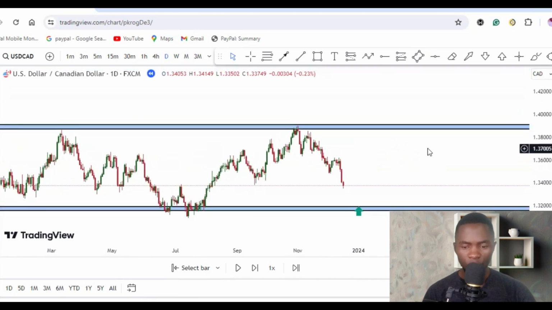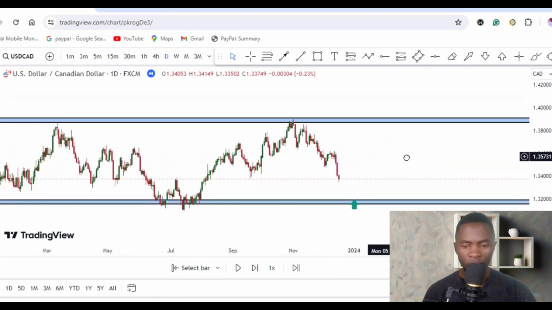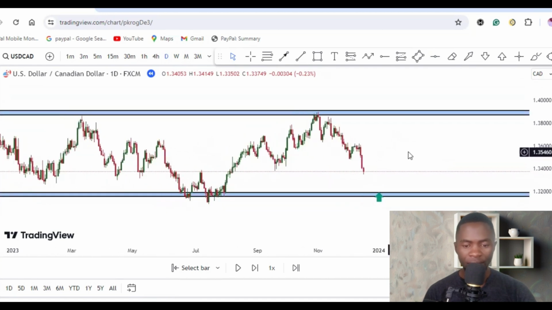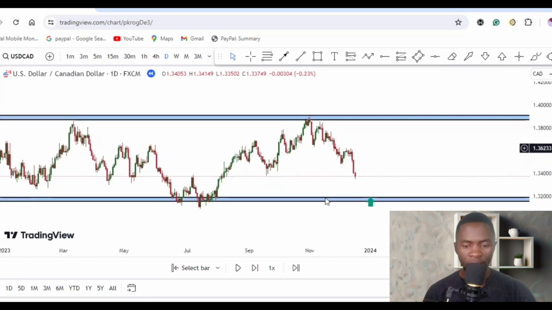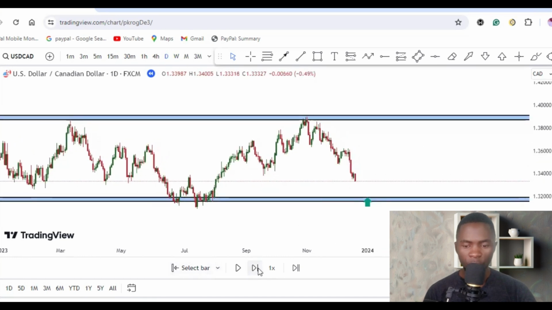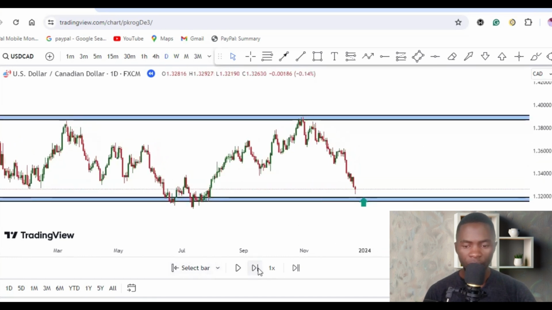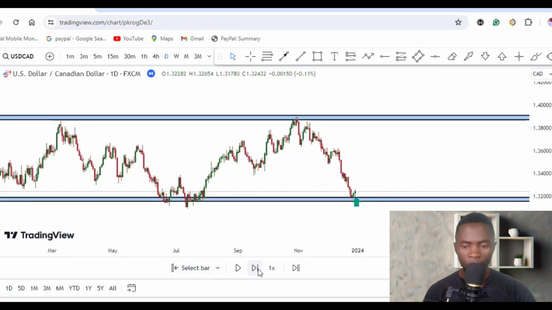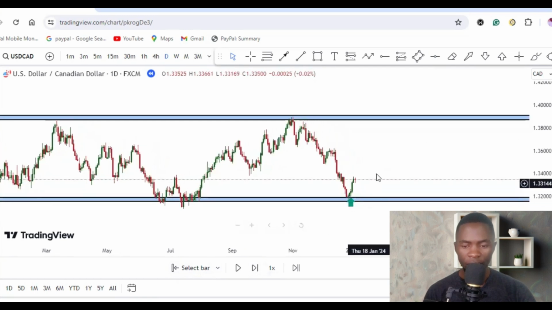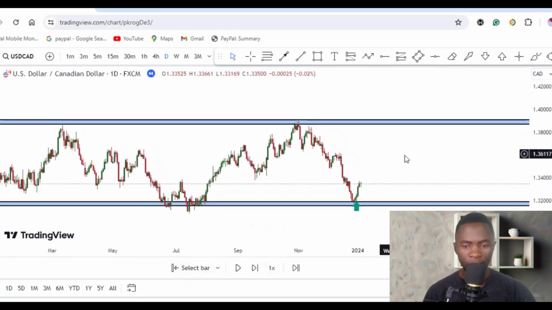the first thing that I'm going to do here is going to see if the market will reach my zones. This is my zones, the blue line. So I'm going to use the bar replay. And as you can see, the market has already touched my zones. So that's my first confluence. My market has to touch my zones.